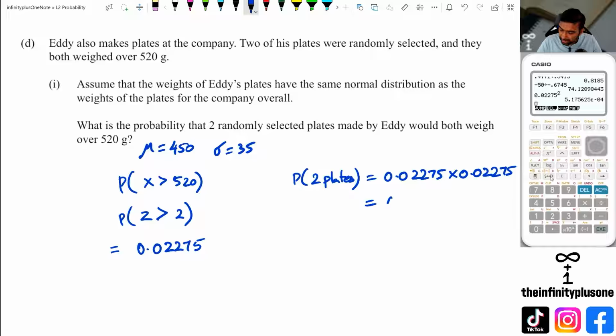So we're going to write that as 0.0005 and so on. If you look at this, this is roughly 0.05%. So that's what we're looking at. Grades wise, this first part is actually worth achieved, and then the correct probability is actually a merit.